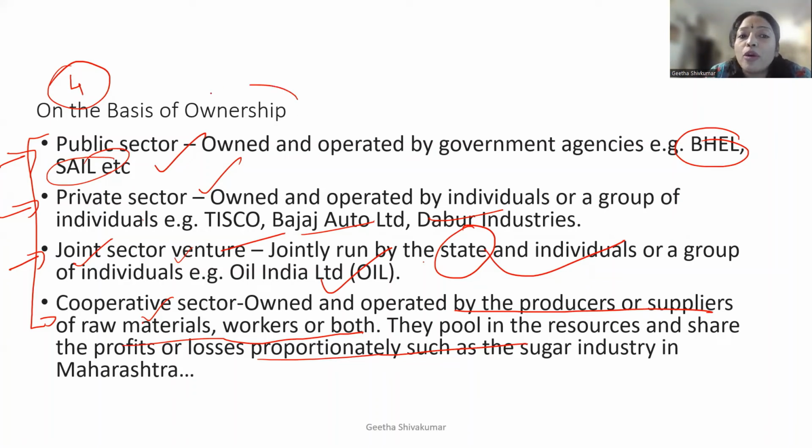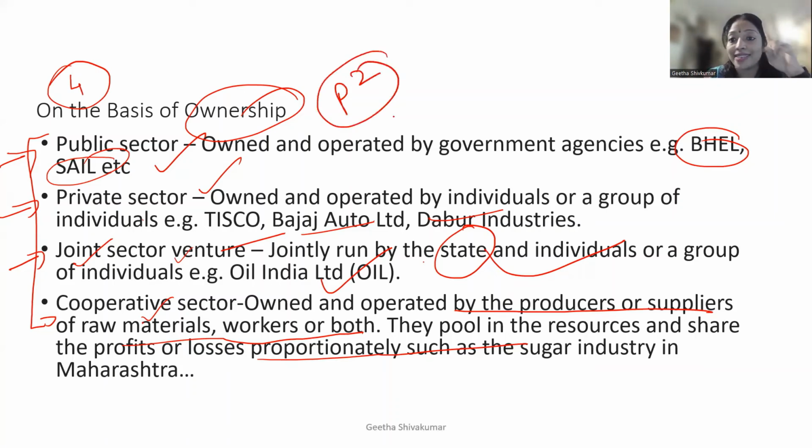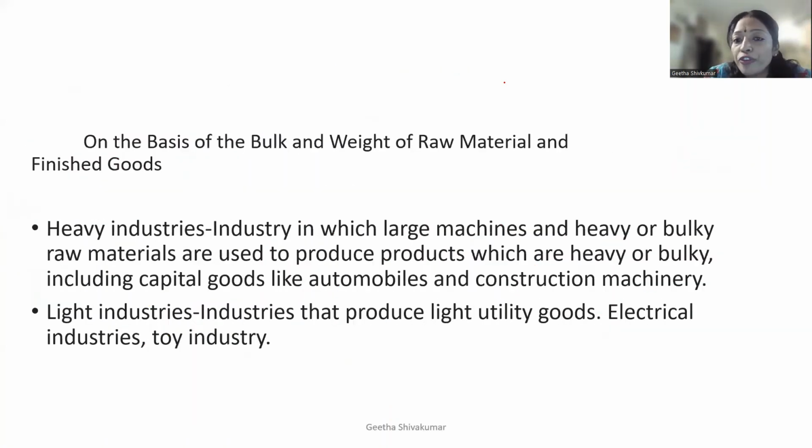So when we learn about ownership, ownership means who is the owner? When we talk about ownership, we have P square. What is P square? One P stands for public sector, the second P stands for private sector. And then we have JC. J stands for joint sector and C stands for cooperative sector. Simple, P square, JC. Let's move further.